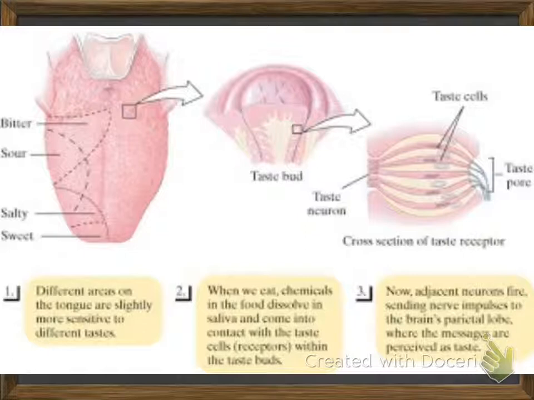Gustatory neurons leave the mouth as part of the facial and cranial nerves 7, 9, and 10. These fibers all terminate in the solitary nucleus of the medulla, where they synapse on the VPN of the thalamus. They then project to the primary gustatory cortex.